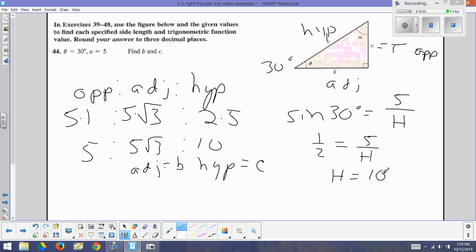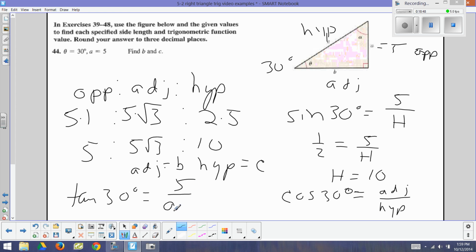So there I have my hypotenuse. If I want to find my adjacent side, I would probably do the cosine of 30 degrees, and the cosine of 30 degrees is my adjacent side over my hypotenuse. Or I could use the tangent of 30 degrees and get opposite over adjacent. Either one, whatever you want to do. So I think I will do the tangent.